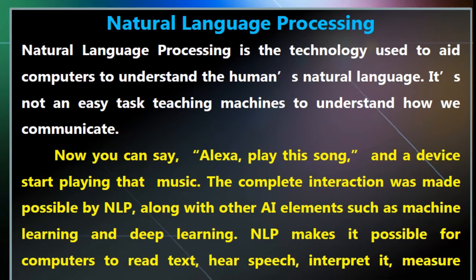Next, natural language processing. Natural language processing is the technology used to help computers understand human natural language. It's not an easy task teaching machines to understand how we communicate. Now you can say, Alexa, play this song, and a device starts playing that music. The complete interaction was made possible by NLP along with other AI elements such as machine learning and deep learning. NLP makes it possible for computers to read text, hear speech, interpret it, and measure sentiment.